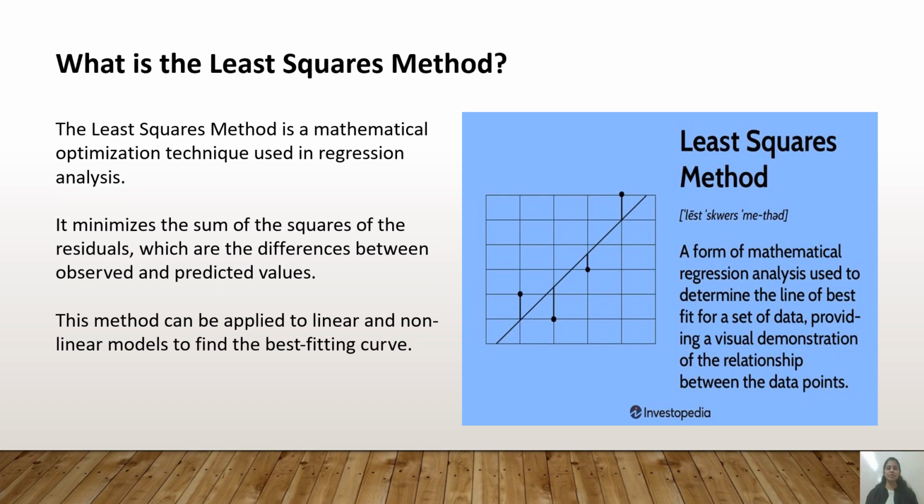What is the least squares method? The least squares method is a mathematical optimization technique used in regression analysis. It minimizes the sum of squares of the residuals, which are differences between observed and predicted values. This method can be applied to linear and non-linear models to fit the best fitting curve.